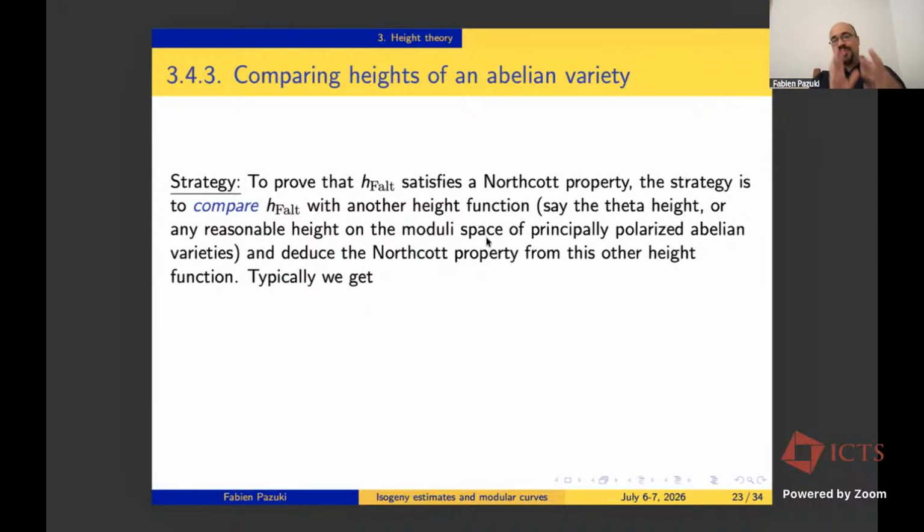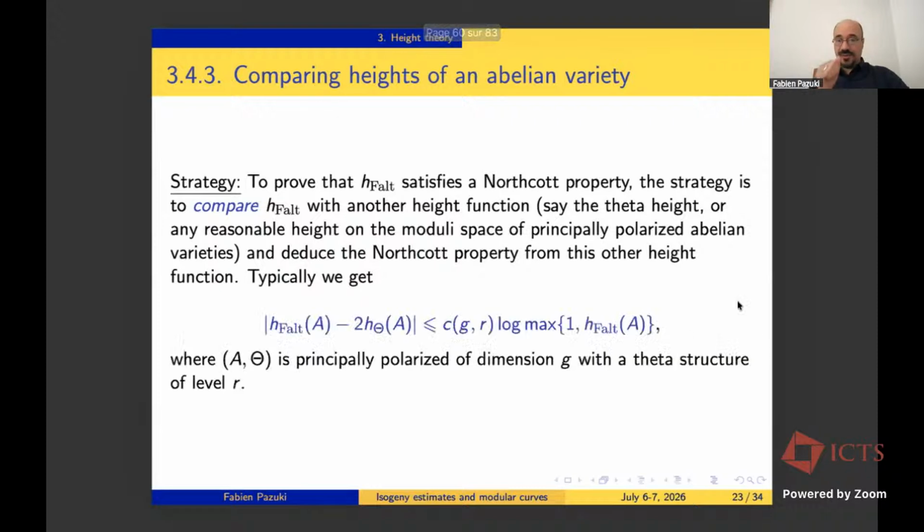Because it all comes back to the original Northcott property on numbers and on points on projective spaces. So the idea of the strategy here is to say, okay, this Faltings height is of a different nature. It's more intrinsic. However, to prove Northcott, we kind of need to compare it. And that's what is done. So typically, the kind of comparison you get is of the following shape.